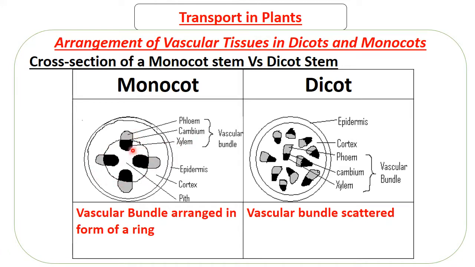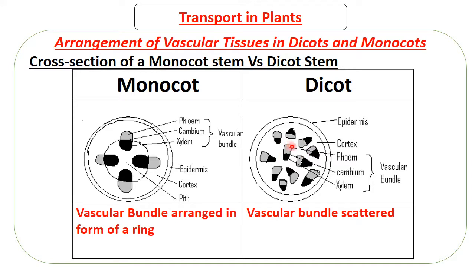In dicots, we have the phloem on the outside and the xylem on the inside. In between is the cambium. So the cambium forms a ring like this, and the vascular bundle is arranged in the form of a ring, with the inside being the xylem and the outside being the phloem. So in dicots, the vascular bundles are arranged in the form of a ring, and in monocots, they are not arranged in the form of a ring, they are scattered.